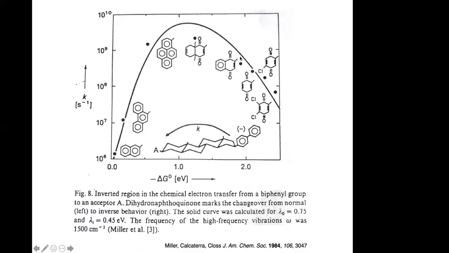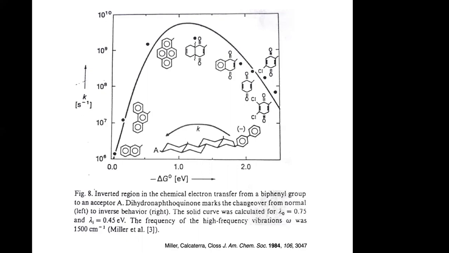And so as we get to stronger driving force, the rate constant initially is increasing as we normally would see. But then out here, now you're increasing the driving force significantly, and the reaction starts to slow down. Right? And so the solid curve you see was calculated using Marcus's theory and some specific parameters to try and match the data.